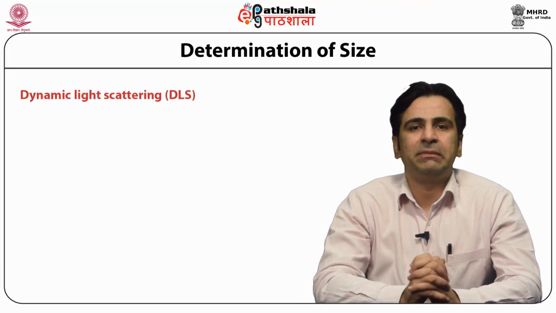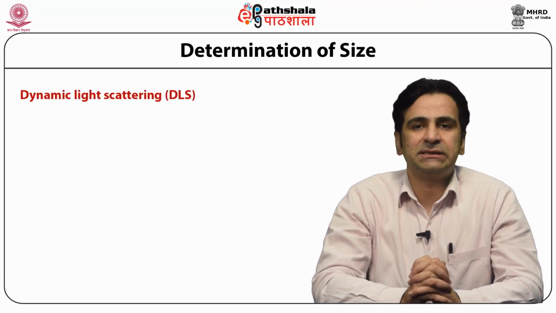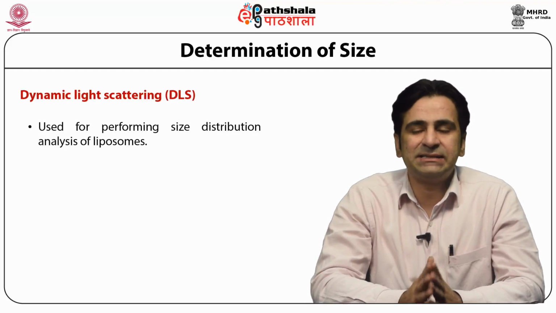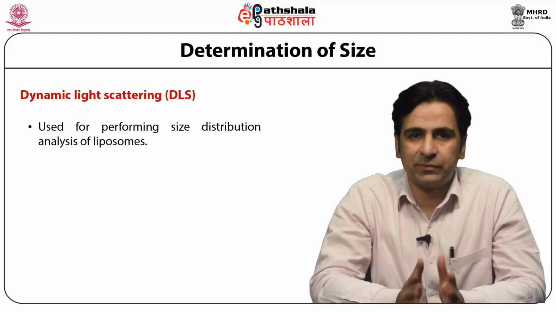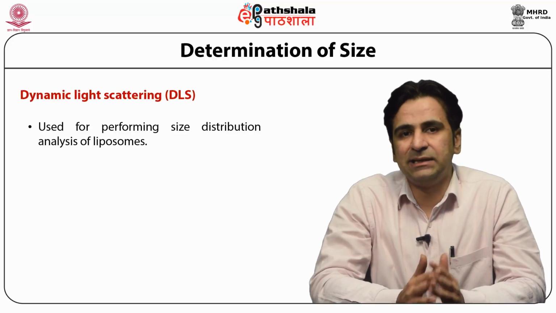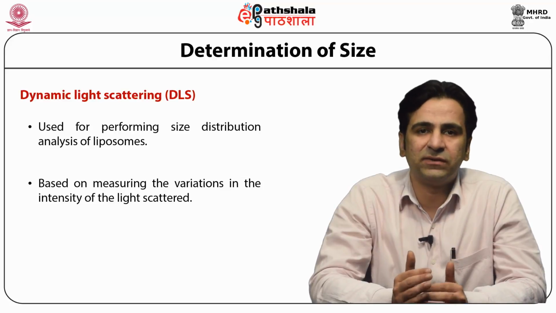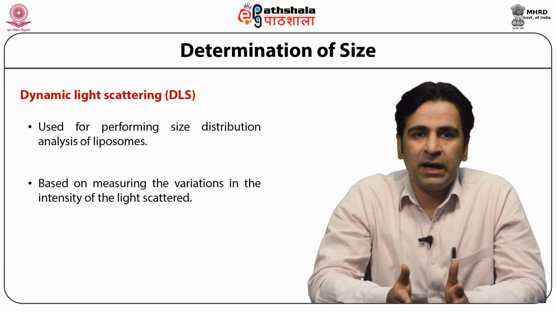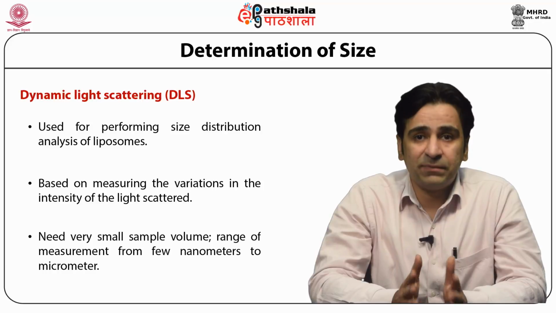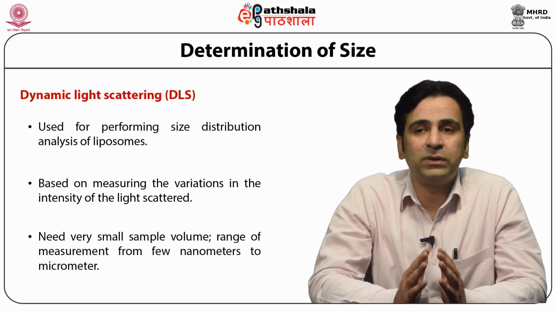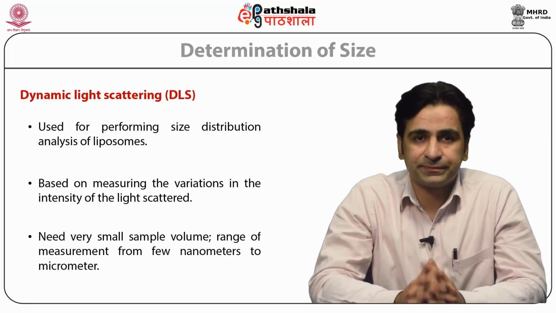Next is dynamic light scattering, abbreviated as DLS. It is used for performing size distribution analysis of liposomes. This technique is based on measuring the variations in the intensity of the light scattered. And it needs very small sample volume, and the range of measurement varies from a few nanometers to micrometers.